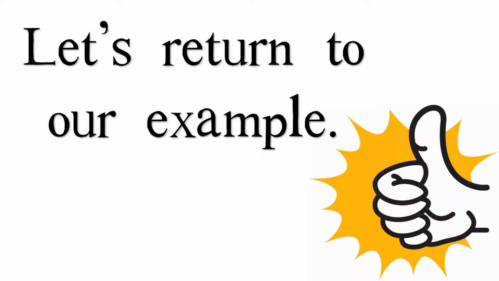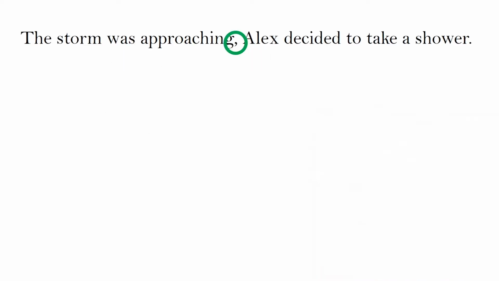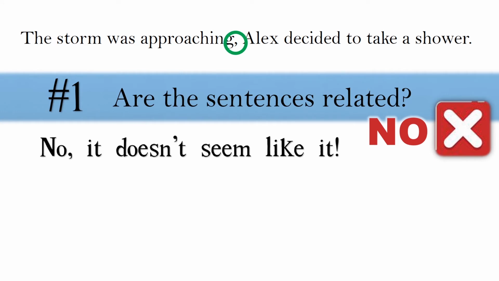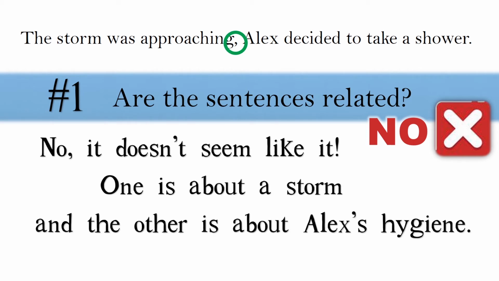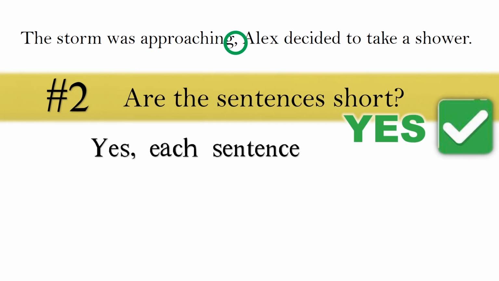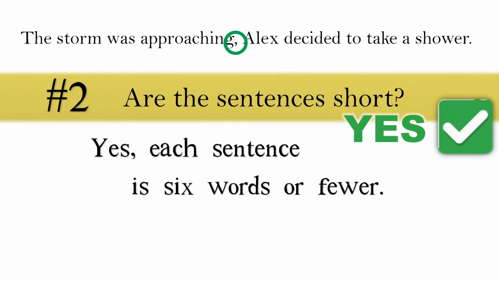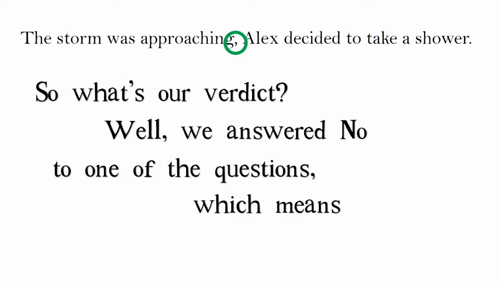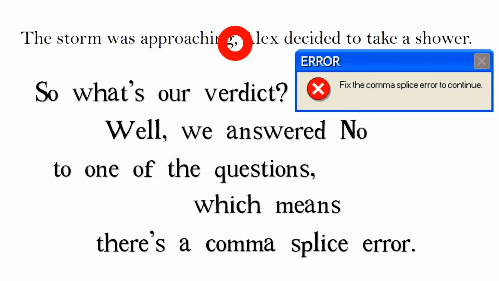Let's return to our example. The storm was approaching, Alex decided to take a shower. Are the sentences related? No, it doesn't seem like it. What has the storm got to do with Alex taking a shower? One is about a storm and the other is about Alex's hygiene. Are the sentences short? Yes, each sentence is 6 words or fewer. So what's our verdict? Well, we answered no to one of the questions, which means there's a comma splice error.